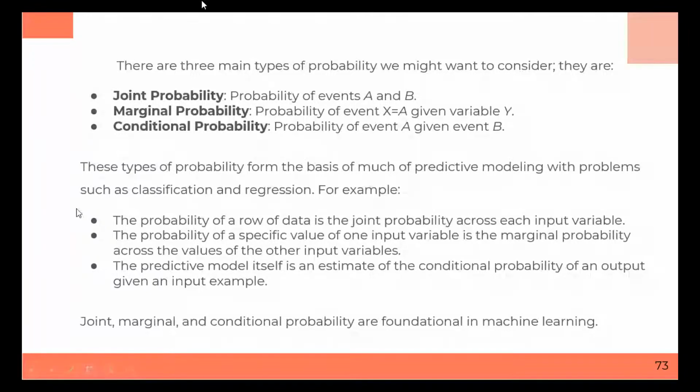First statement. Probability of a row of data. What is this row? Where is this row available? The row will be in the Excel sheet. The Excel sheet is there, so in that there is a row, having 4 columns. For example, 4 columns: height, weight, color, marks. The probability of row data is the joint probability across each input variable. If you consider all the variables, then jointly all the variables will give you a joint probability.